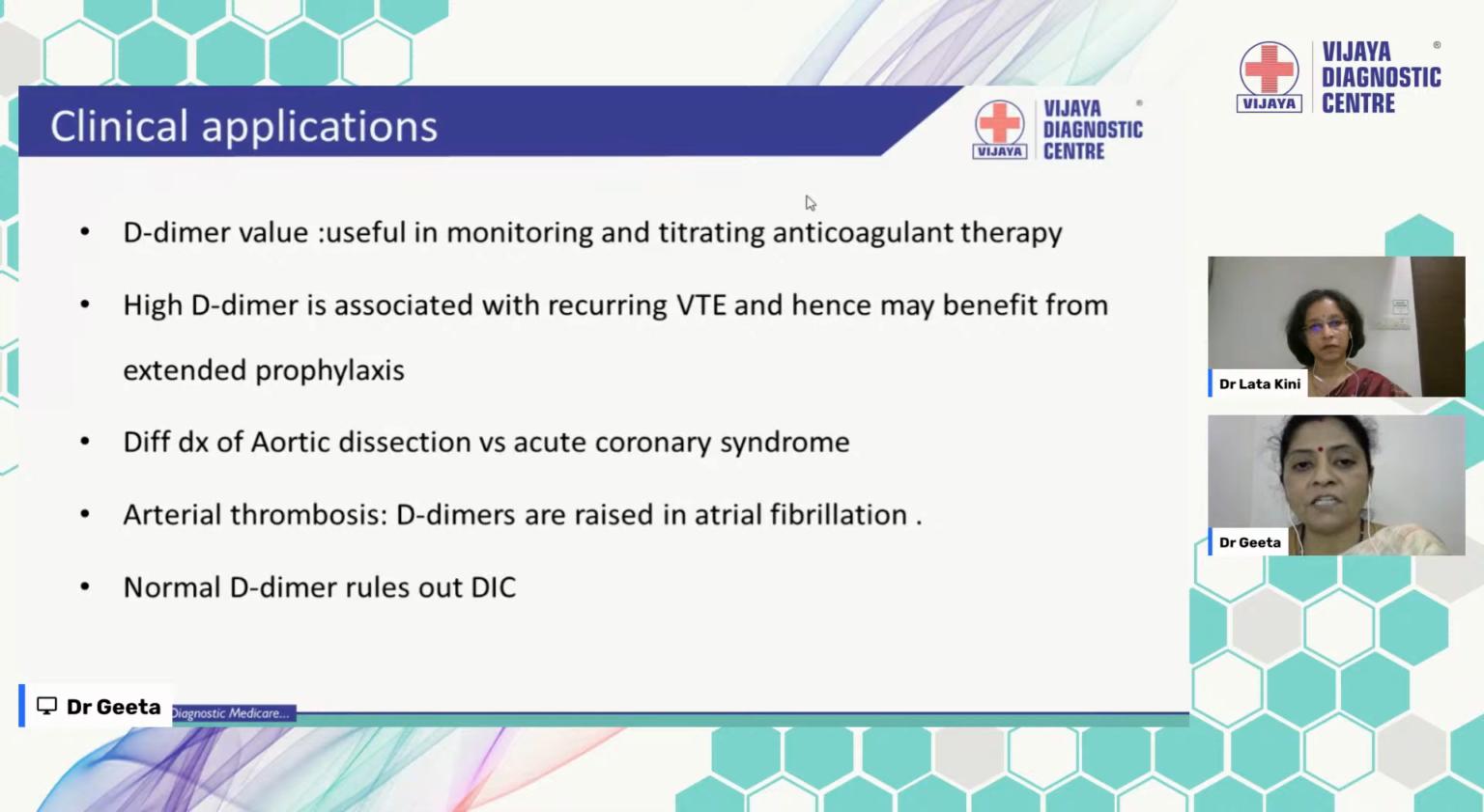Coming to the clinical applications, as we all know, D-dimer value is useful in monitoring and titrating anticoagulant therapy. Higher values are further associated with recurring venous thromboembolism, and hence these patients may benefit from prolonged prophylaxis. It is also useful in the differential diagnosis of acute aortic dissection, in which the levels are markedly elevated, and acute coronary syndrome. D-dimers are also raised in atrial fibrillation. A normal D-dimer rules out DIC.